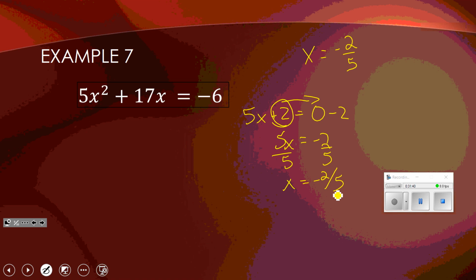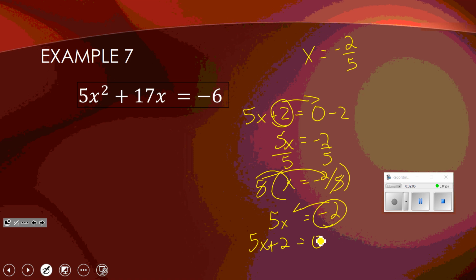So, do y'all like that? Okay. So, what was the very last step that we did? We divided by 5. So what should I do? Okay, let's go backwards. Let's multiply by 5. So if I do that, I get 5x, and the 5's cancel, and I get negative 2. Then what did I do to get it back to set equal to 0? We moved the negative 2 over, and we added 2. And that's our factor, right? The factor was 5x plus 2.